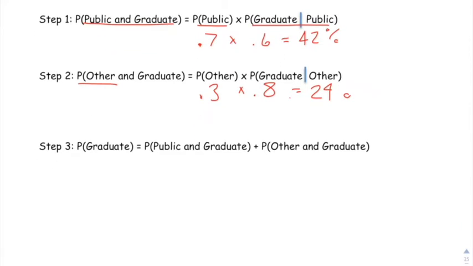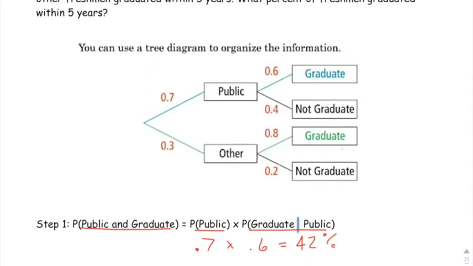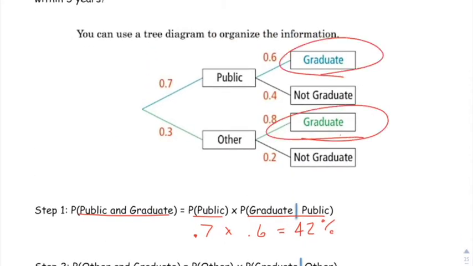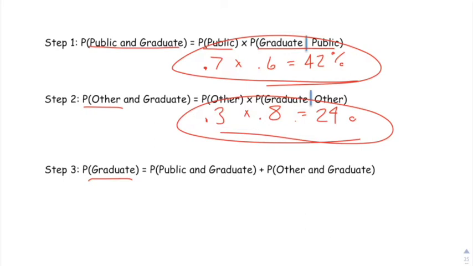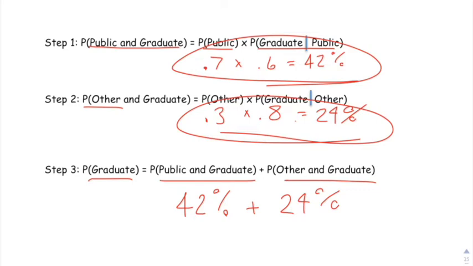So after that, we're going to figure out the probability that they graduated, period. We're going to look at the people that graduated in both of these sections, because we're looking at the total probability. So we will take those two and add them up: the probability that they went to public and graduated, and the probability that they went to another and graduated. Essentially, you just add up the two percentages you got here. 42% of your total students went to a public and graduated, and 24% of your students went to another school and graduated. Once you add that up, you get 66% graduated, period, in that time period.